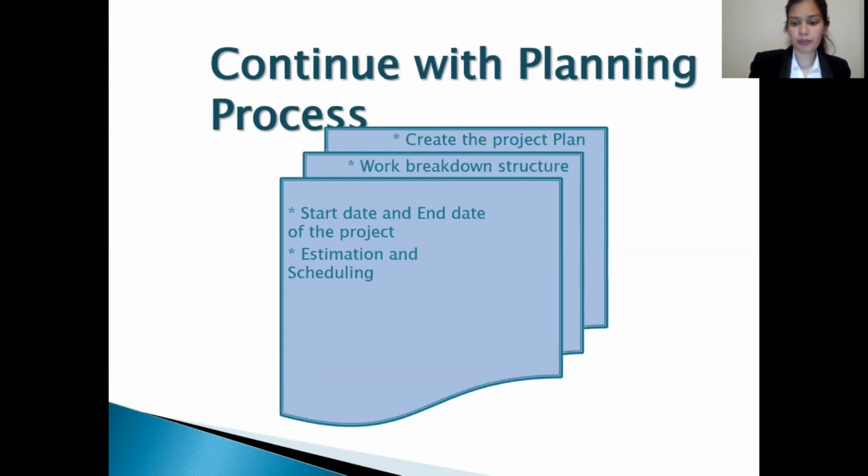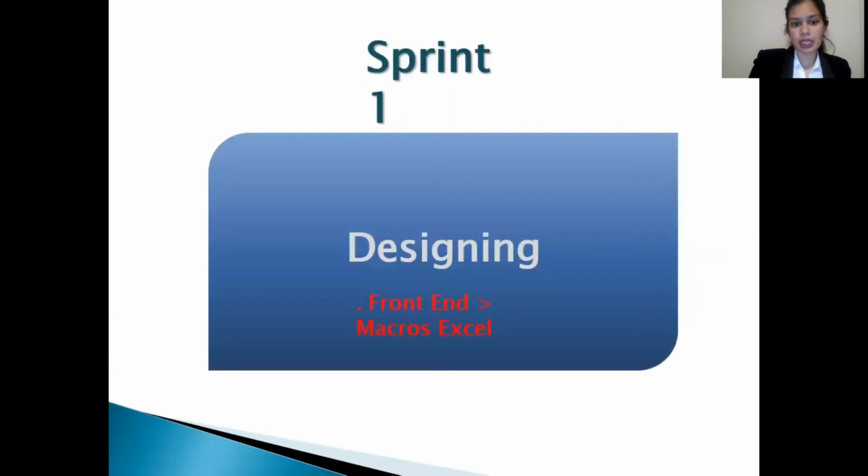The third step was the tasks of the product, which we divided into three sprints. In sprint 1, the design was provided in macros Excel as the front end that satisfied the user stories, and we worked on two user stories, that is admin and end user.